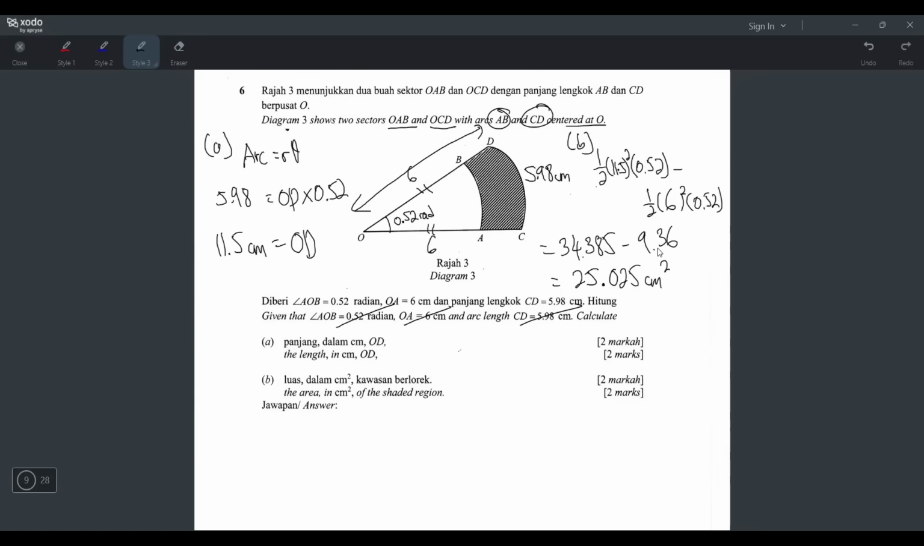Yeah, 25.025. Their answer doesn't give many decimal places. So if they don't give many decimal places, it stops here, so just write it. But if they give many decimal places, then I will just write 4 significant figures. But if it stops like this, it's just one more digit, so include it. Alright, that's all.